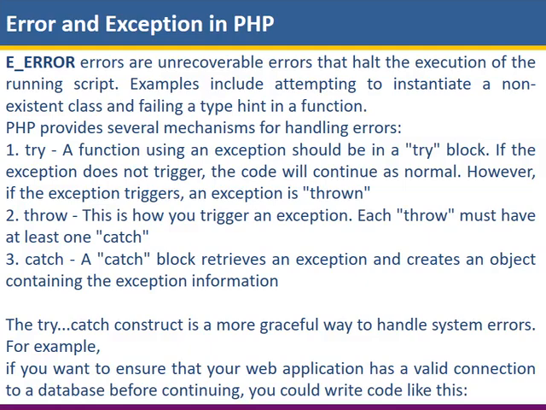The next mechanism for handling errors is throw. This is how you trigger an exception. Each throw must have at least one catch. Throw manually causes an error, that is, it throws an exception. It is useful if you want to trigger a custom error condition.